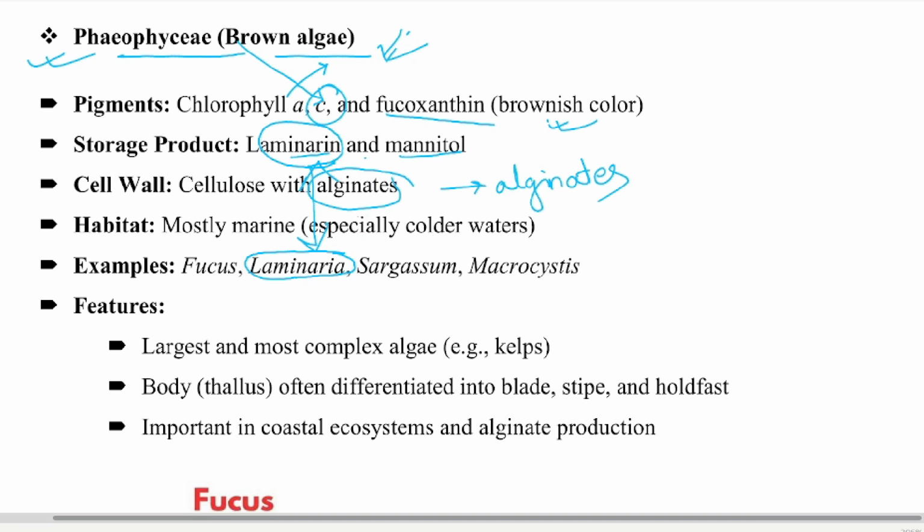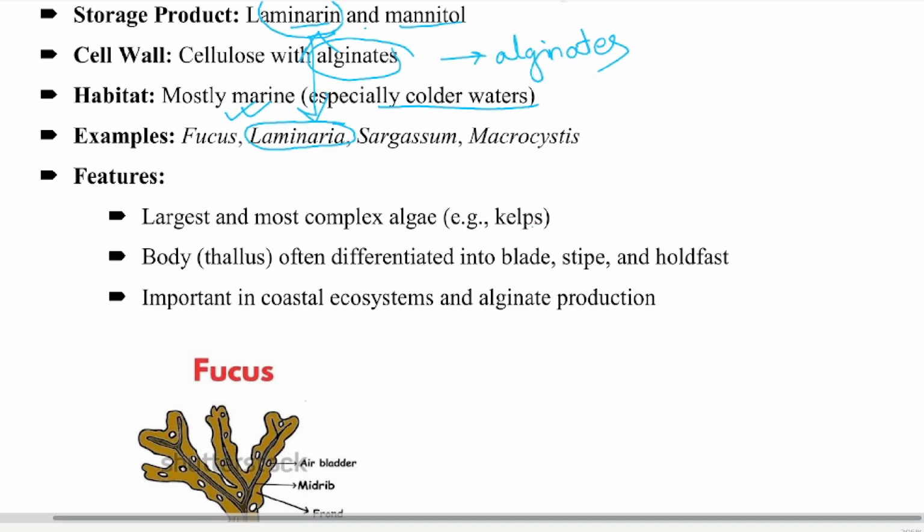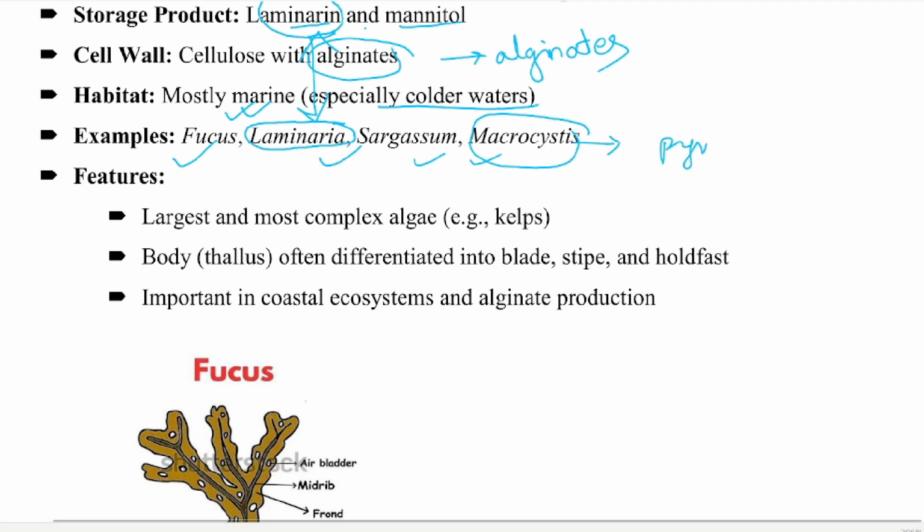And next one, in case of habitat, I have told you that mostly fresh water is present in case of green algae, but in case of brown algae they are mostly marine, and especially they prefer colder waters. And in examples, the common example we are familiar with is fucus, sargassum, laminaria, and macrocystis. And I have already mentioned that Macrocystis pyrifera is the largest algae.